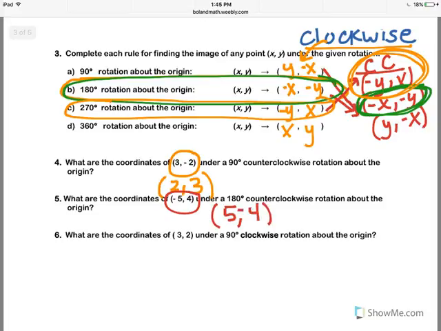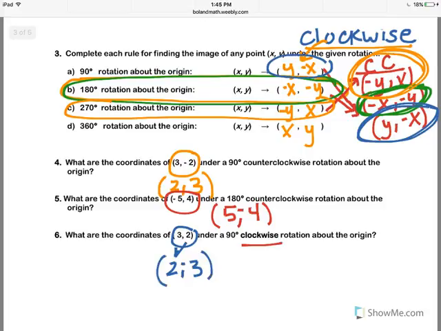And that's my new coordinate. And then number 6 says, what are the coordinates of (3, 2) under a 90-degree clockwise rotation? So clockwise 90 is the same as 270 counterclockwise. So all you're going to do is switch the position of x and y. So now we're going to put 2 first, then 3, and then we're going to change the sign on the x. So your new coordinates are (2, -3).